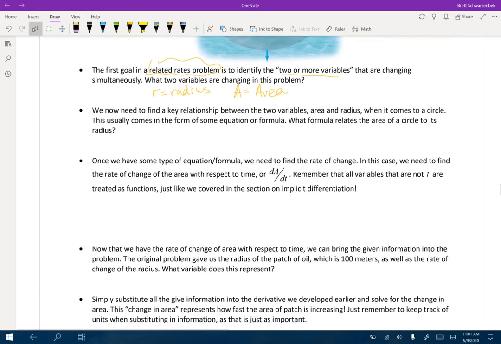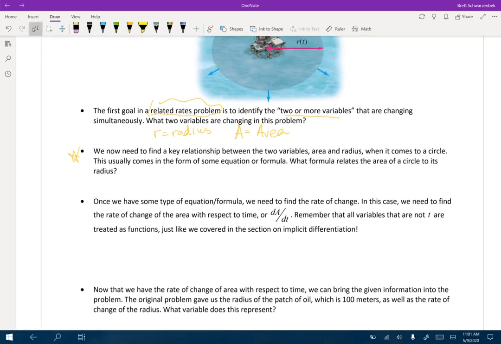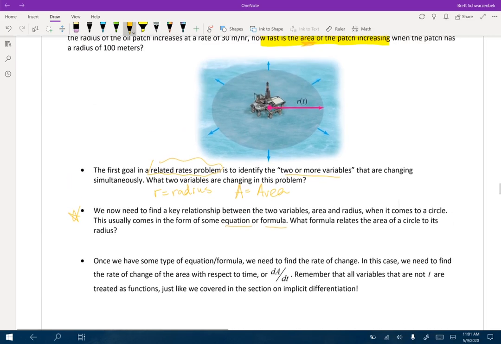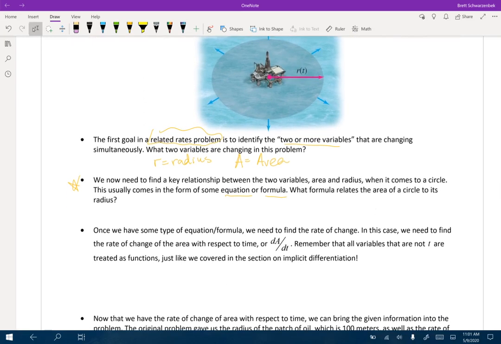So what do we need to do next? We now need to find a key relationship between the two variables, area and radius, when it comes to the circle. This usually comes in the form of an equation or a formula. When you think of area and radius of a circle, you should immediately think of the area formula for a circle, which is area equals pi r squared.